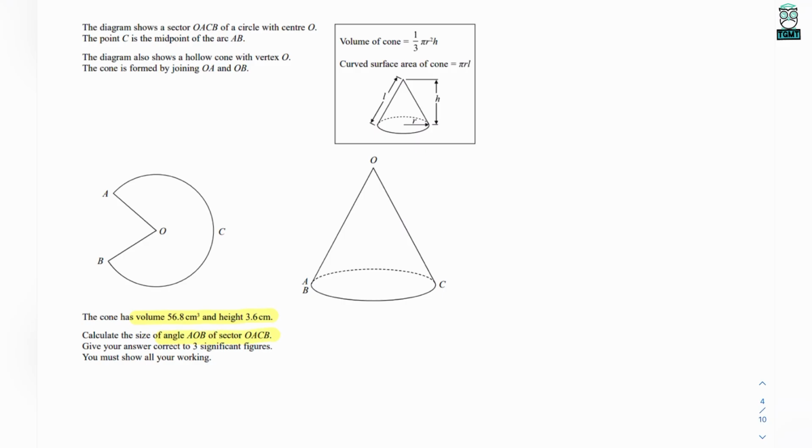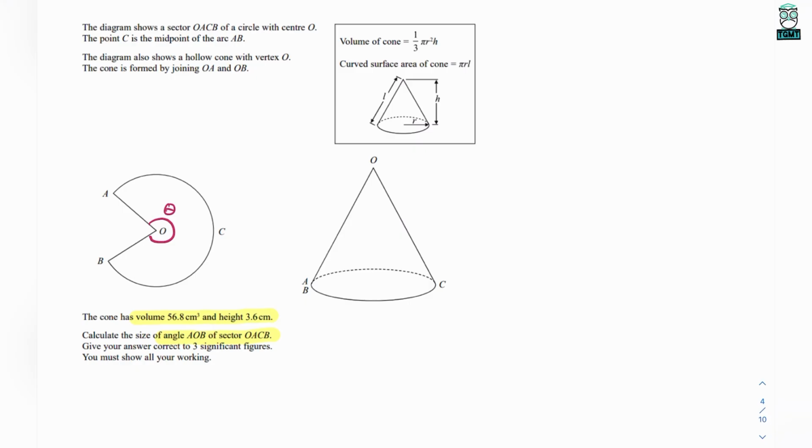So AOB of the sector OACB is actually the larger angle as well. So actually, they're really nasty there. They've tried to even throw with the angle, because immediately you think, oh, okay, that must be this angle here. But actually, it's the sector OACB, which is all the way around, because it goes from A to C to B around the outside of the major sector there. So this is the angle we're trying to find. We could call that angle X or theta or whatever we want to call it. Let's call it theta.